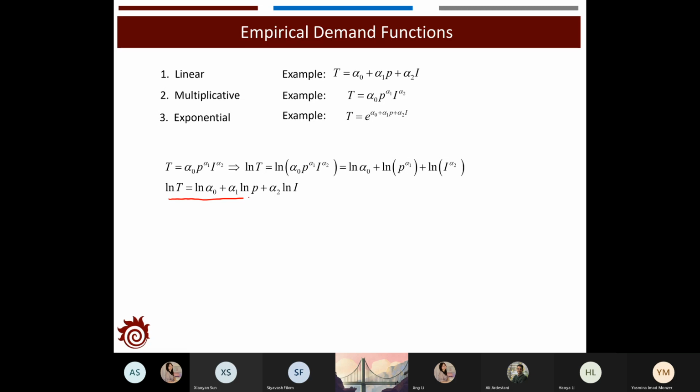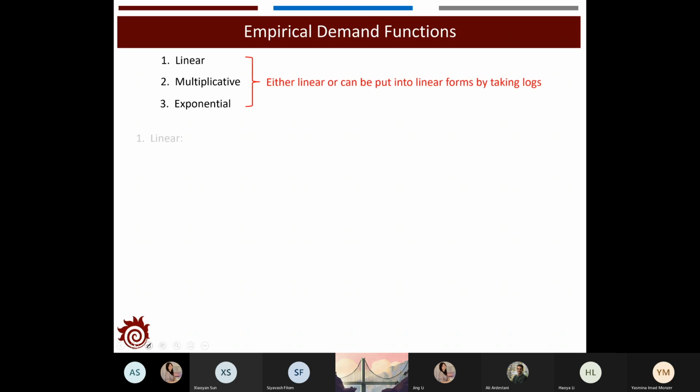For the second and third ones, doing the log operations, you get a linear relationship with the coefficient of log alpha 0 plus alpha 1 for the second one, and alpha 2 for the third one. Similarly, you can find the linear transformation for the third one: log t is just a linear equation of p and I. So these are three empirical demand functions, and with different parameters, you can adapt them for different situations. Again, they can all be written into linear format.